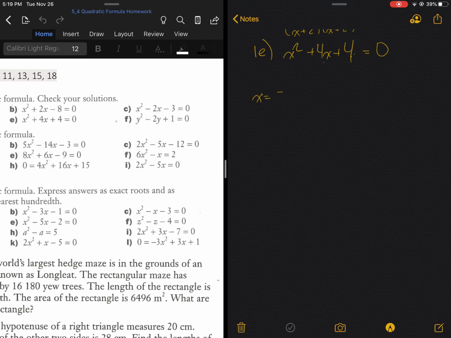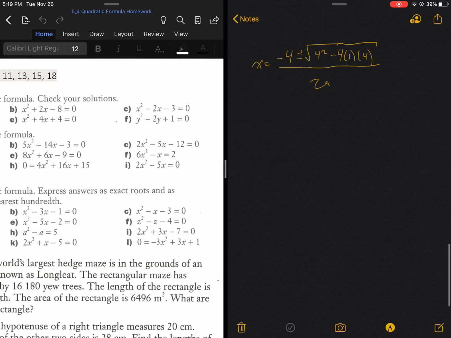But regardless, let's use the quadratic formula. X equals minus b, plus or minus the square root of, what's b squared? 4 squared minus 4 times a, which is 1, times c, which is 4, all over 2a. And the reason question 1 is giving you such easy values, 2 times 1, is so that it's not so difficult to solve.